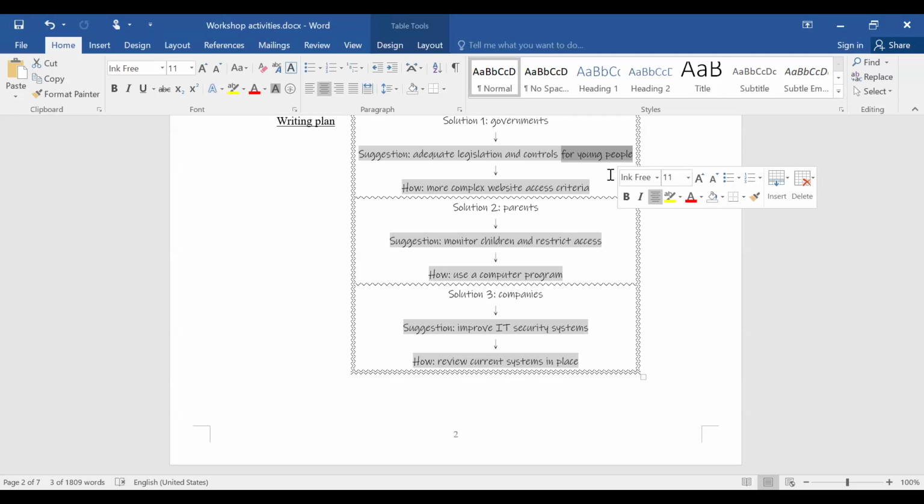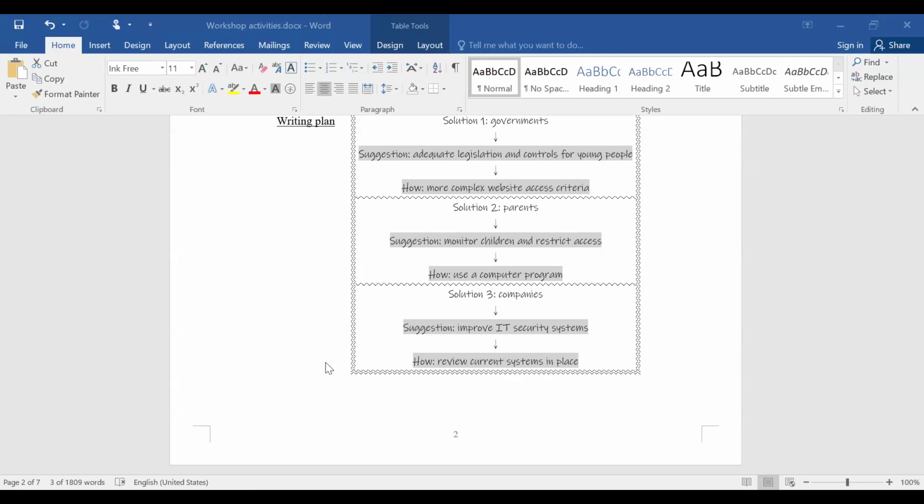You have also added, I'm referring to the clause, implementing more complex website access criteria to ensure the safety online. This is actually a good example of how we can apply the language of purpose into practice. Of course, we can say in order to, or so as to ensure the safety online. This is a good application of the language of purpose. Okay, and what's the next sentence?